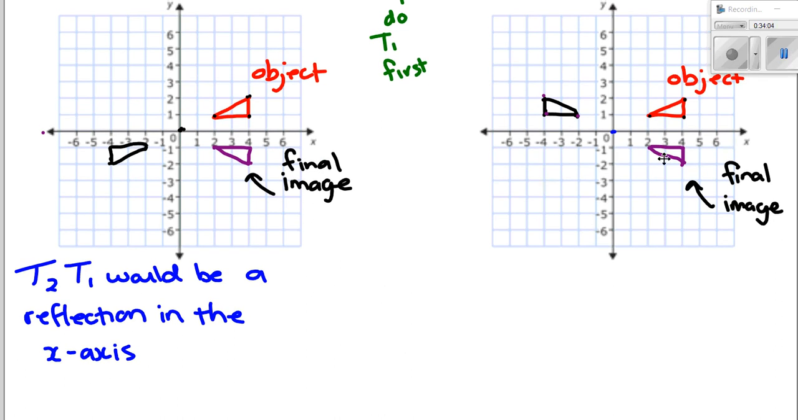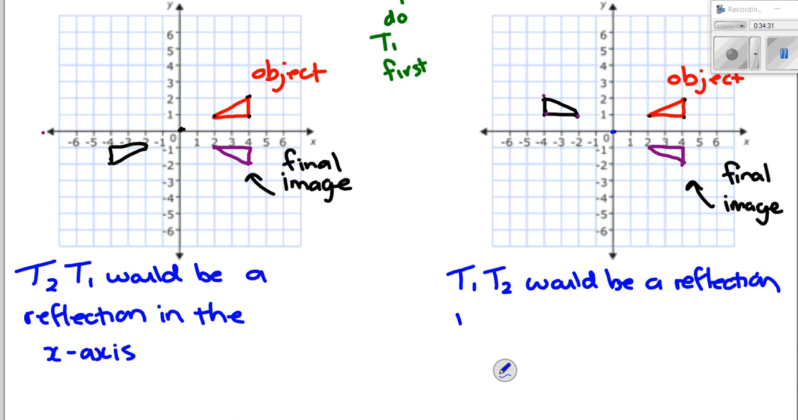And strangely enough, look, it's the same as this one. What was that transformation? It was a reflection in the x-axis. Same thing, just turned out by complete coincidence. This one also ended up being a reflection in the x-axis. So let's write that out. This time that's T1, T2. T1, T2 would be a reflection in the x-axis.